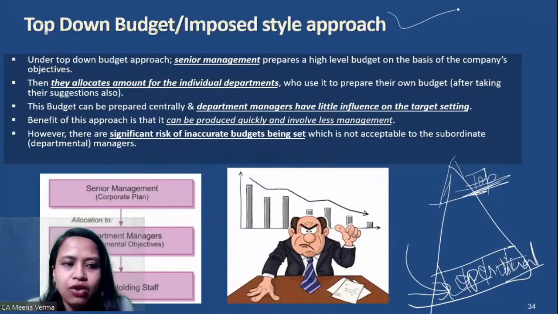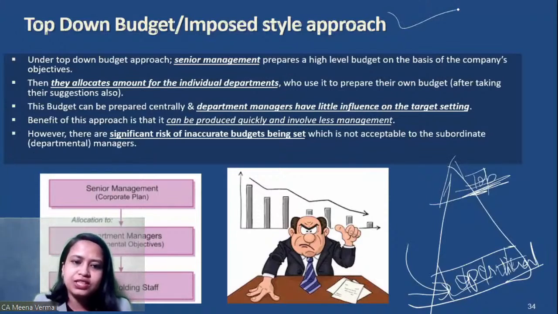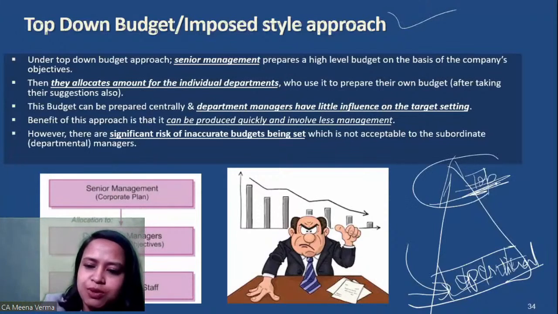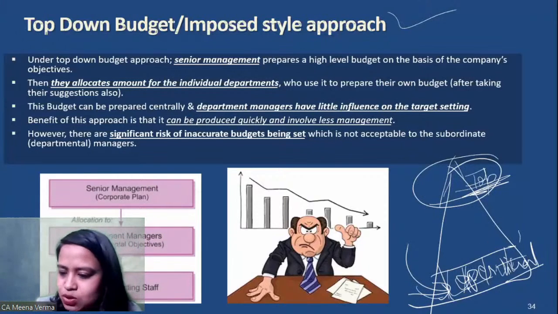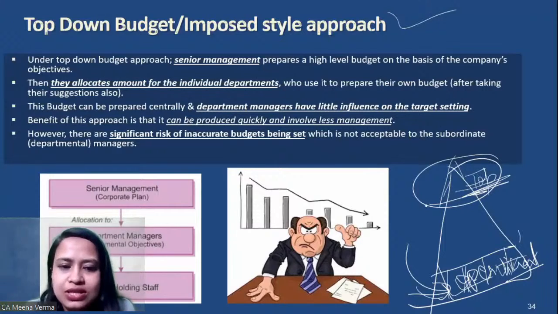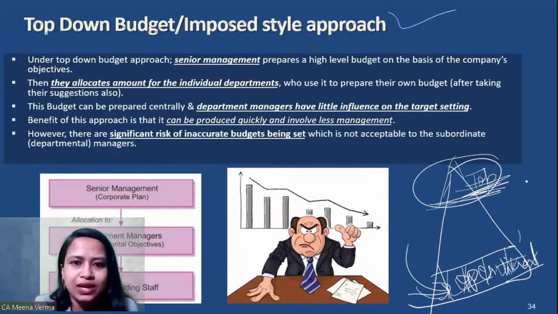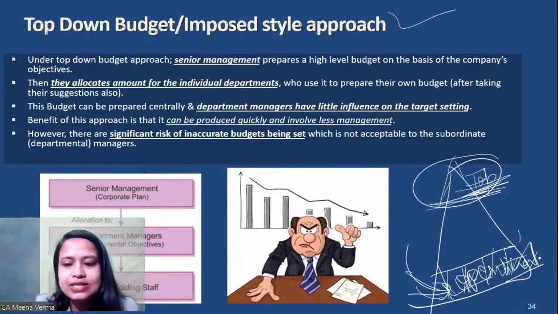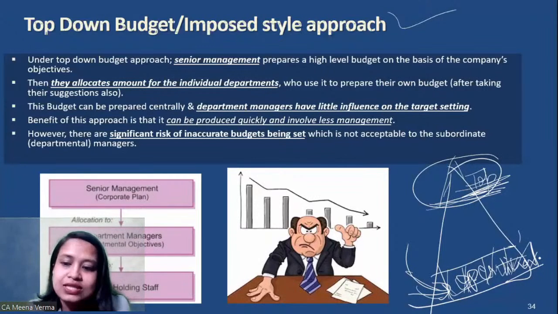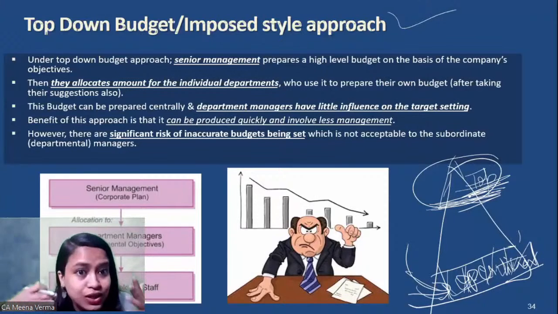Now, the benefit of this budget is that it can be produced quickly, and it requires less management time. The top management is preparing the budget without considering the people who are actually working, so they can prepare it quickly, with not much involvement of the people who are actually working. And hence there is a risk of inaccuracy in the budget, since they are not seeing the ground reality of the organization. Who knows the ground reality? The people who are actually working.